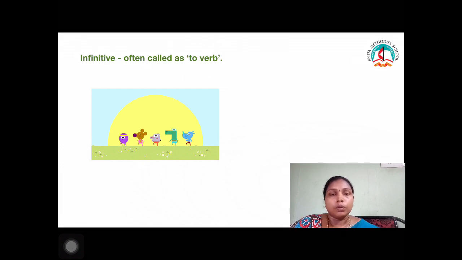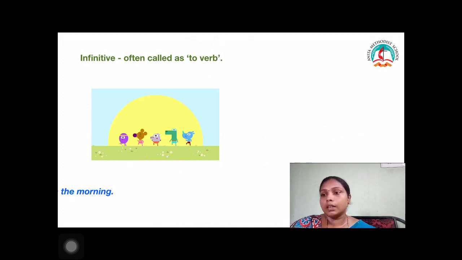Next we move on to infinitive. Infinitive is often called to verb. I already told you infinitive is otherwise called to verb. For example, I like to walk early in the morning. Can you guess what the infinitive is here? Yes, to walk is the infinitive.